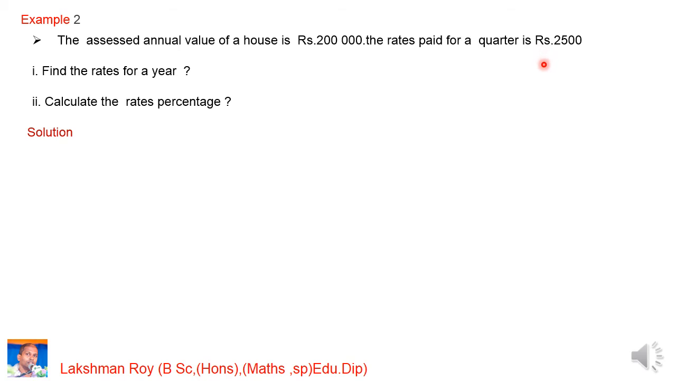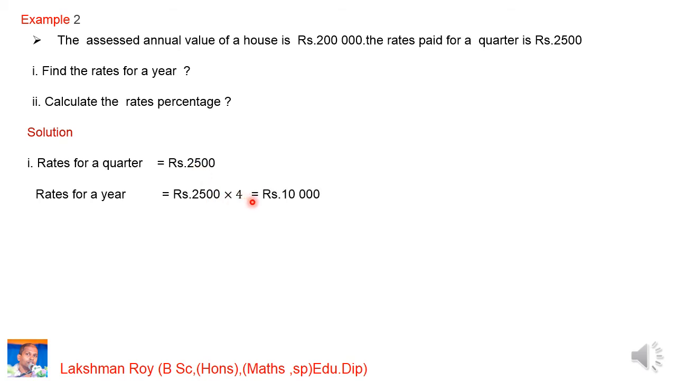A year has 4 quarters. That means the rate paid for a quarter they have given is 2500. To find the rate for a year, you have to multiply this 2500 by 4, right? Then you get 10,000 rupees. So this is the rate paid for a year, right?